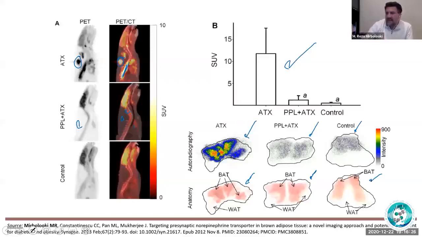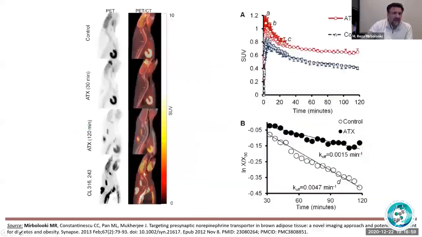And we can see that the amount of activity matches the anatomy of the brown fat with atomoxetine. When it was with propranolol, you see exactly the same structure, but the activity was less as compared to control. So this also showed us that blocking NET increases the norepinephrine concentration in there, and that causes activation of brown fat as well.